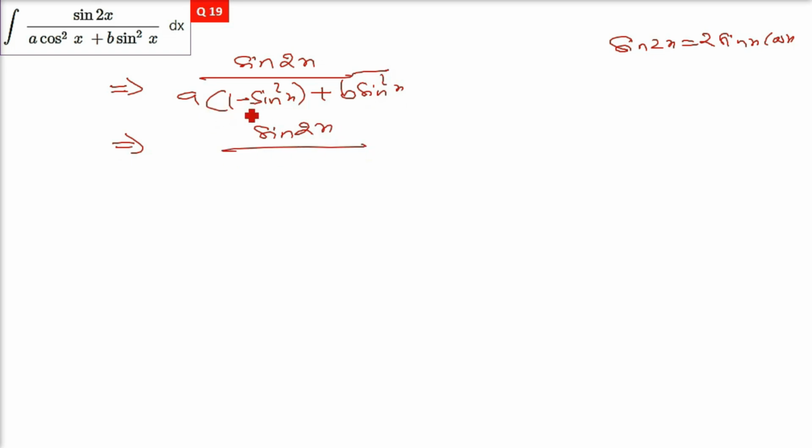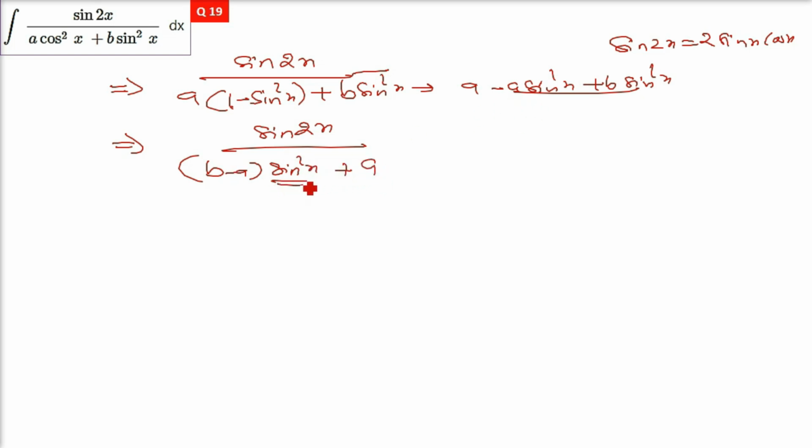So this sin 2x in the numerator, a into 1 minus sin square x, plus b sin square x. So just keep those sin square x terms together and other terms separately. That is, if you multiply this inside, I'm talking about the denominator, it will be a minus a sin square x plus b sin square x. So I'm taking this b and negative a with sin square x together. A is a separate constant, so I'm keeping it separately.